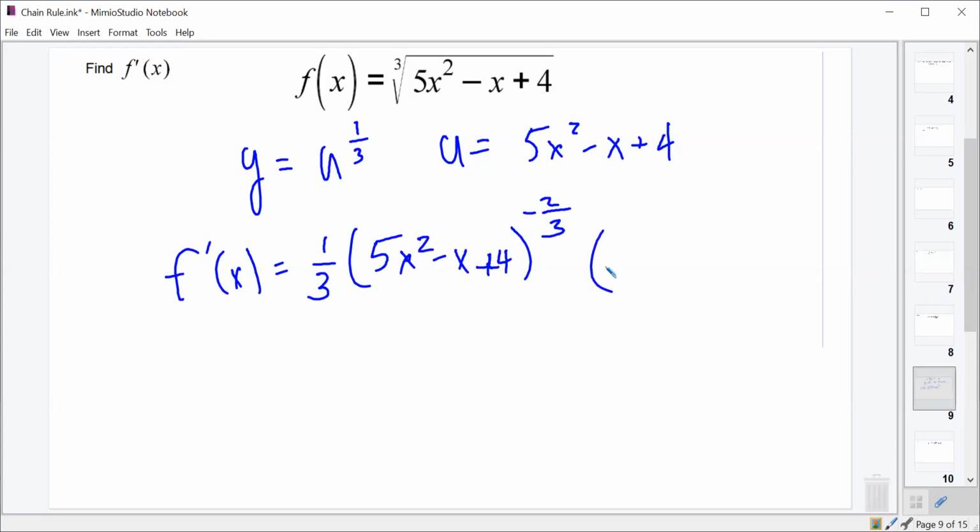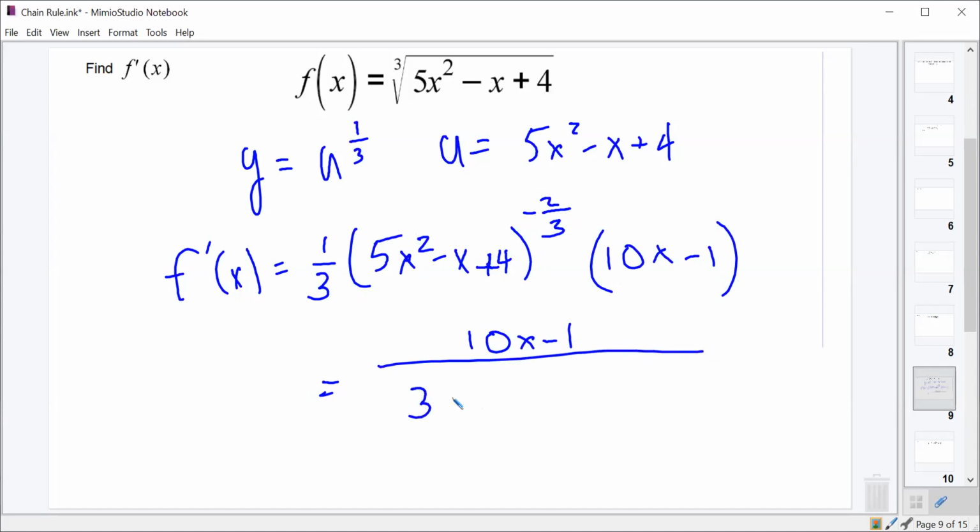And then times the derivative of u, which is 10x minus 1, which gives us a derivative, if we rewrite this in a nicer form, of 10x minus 1 over 3 times 5x squared minus x plus 4 to the positive 2/3. Everyone good with that? Makes sense. Excellent.